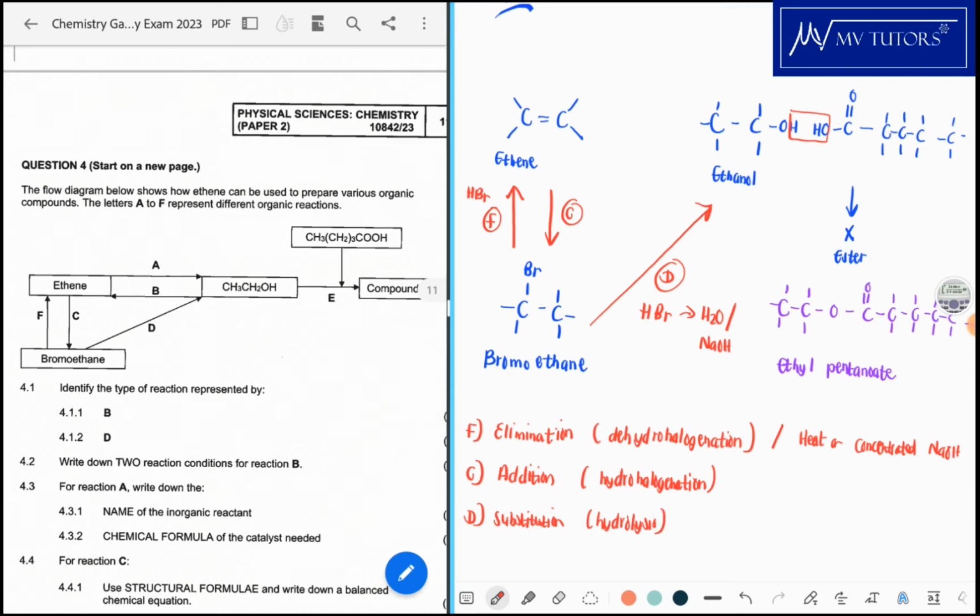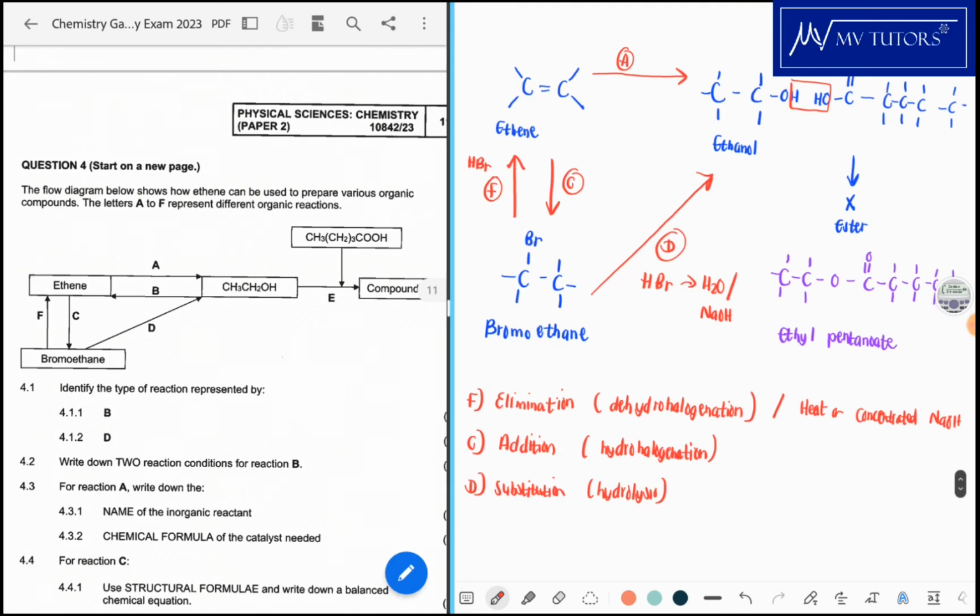All right, then let's look at A. So basically, we go from our ethene to alcohol. That should be an addition reaction. And what kind of addition reaction? Basically, we are hydrating it. Okay, so A, it's an addition reaction, specifically hydration. All right, and are there any reaction conditions there? Well, basically here you need concentrated sulfuric acid.